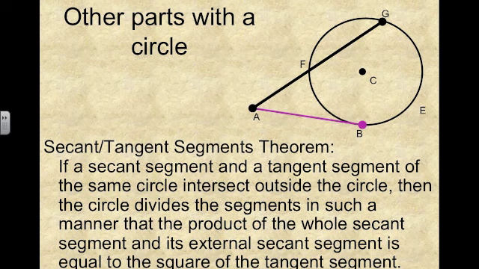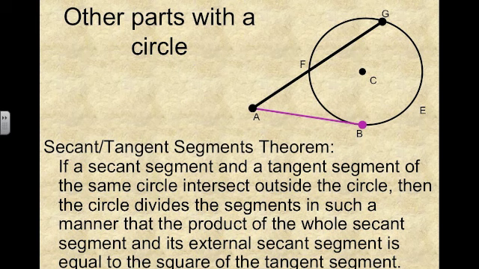Now, a secant and a tangent happen to intersect, and we break it down. So if a secant segment and a tangent segment of the same circle intersect outside the circle, then the circle divides the segments in such a manner that the product of the whole secant segment and its external secant segment is equal to the square of the tangent segment. You got that?